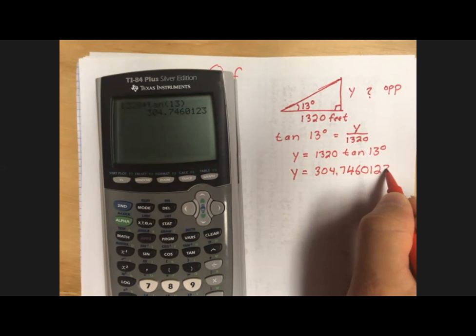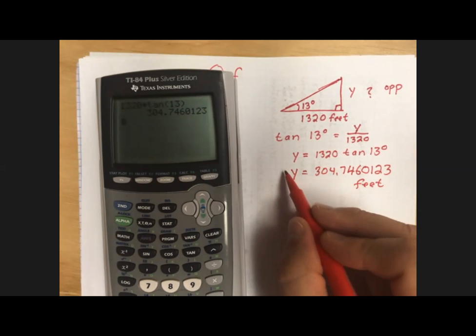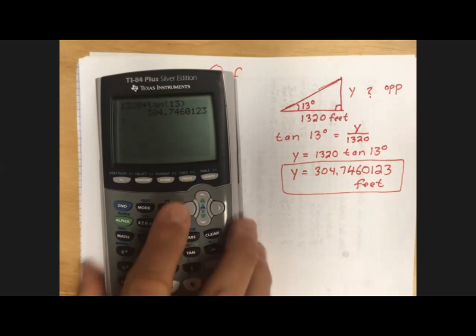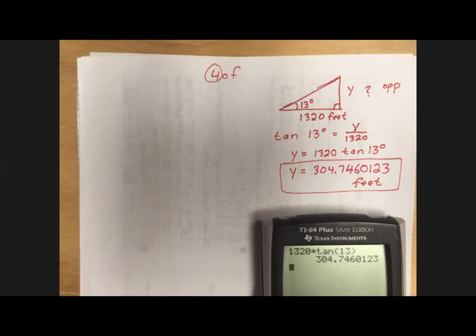304.7460123 feet. Now, if I circled that and put it on a paper, or if I was a surveyor, or a park ranger, and I wanted to know how tall that waterfall is, do you know what they would do to me? They would fire me right there.